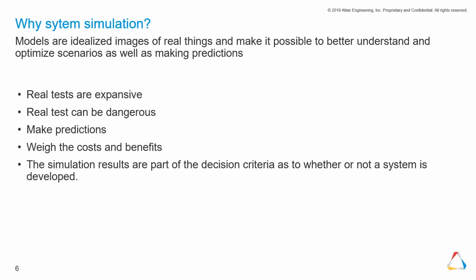Why are we doing this? Because real tests are expensive. Imagine you develop an aeroplane and at the first test, this aeroplane crashes. So this is going to be very expensive. And also the second point, real tests can be dangerous. So I think this is going to be a serious situation for a pilot. And so we want to make predictions by using system simulation, how our systems will behave, and not just for physical reasons, also for economic reasons. We can weigh the cost and benefits of our idea that we try to develop. And if the simulation results are good and the system seems promising, this is also a part of the decision criteria if a system is going to be developed.